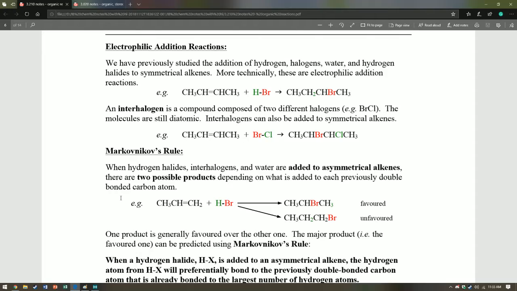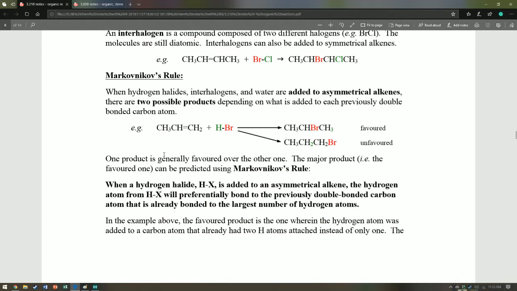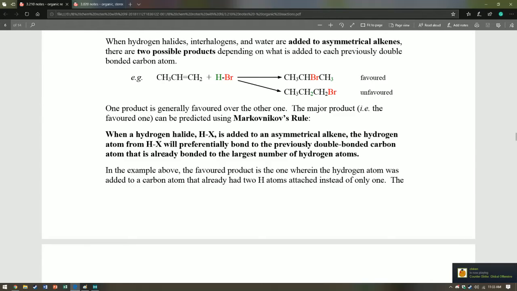we studied in the context of addition reactions of hydrogen, halogens, water, and hydrogen halides, but now you're going to be considering interhalogens, which are compounds composed of different types of halogens, such as BrCl, and you'll be introduced to addition reactions for non-symmetric alkenes, and this is where we come into Markovnikov's rule. Basically, it states that when a hydrogen halide, HX, adds to an asymmetrical alkene, the hydrogen atom will preferentially bond to the double-bonded carbon that contains more hydrogen atoms.